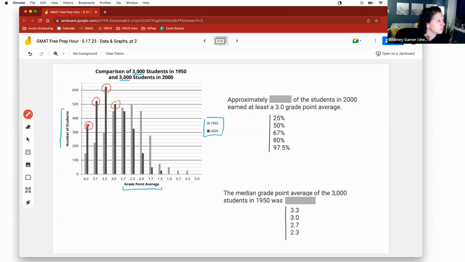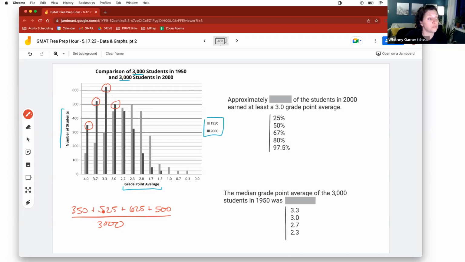I've got 350, plus another 525, plus 625, plus 500. And I want that as a percent. I'm going to divide that by 3,000. Now my percentages are pretty far apart.